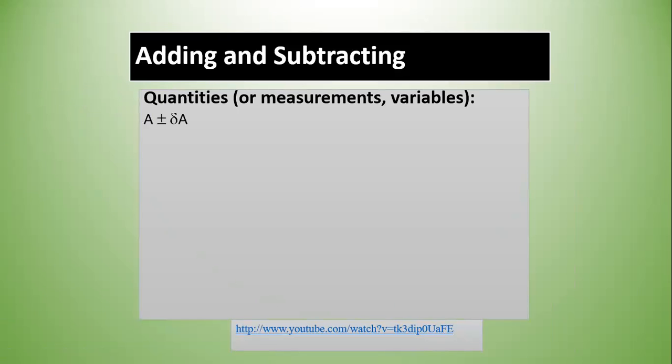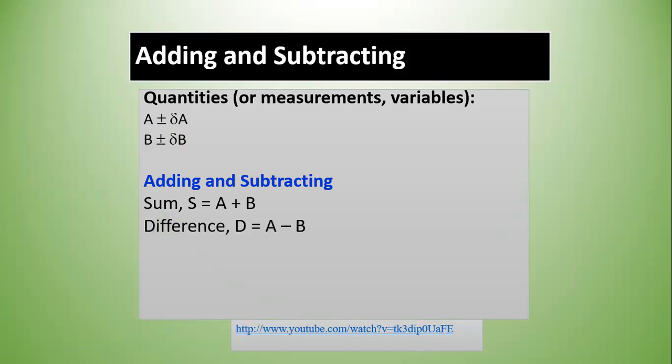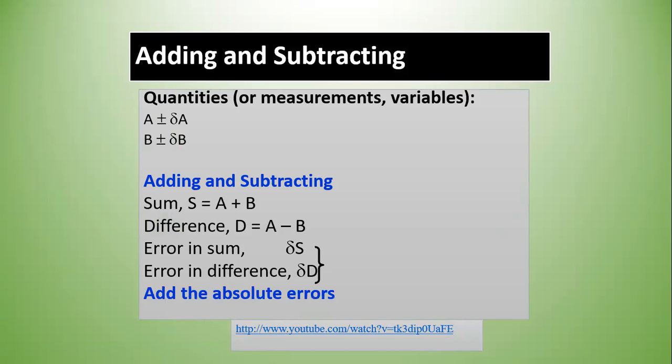Adding or subtracting, as a sum, A plus B, or a difference, A minus B, we just add the error. We want the uncertainty in the sum or the uncertainty in the difference, so we add the absolute errors, delta A plus delta B. Each of them has an uncertainty, this one has delta A, this one has delta B, add them up.